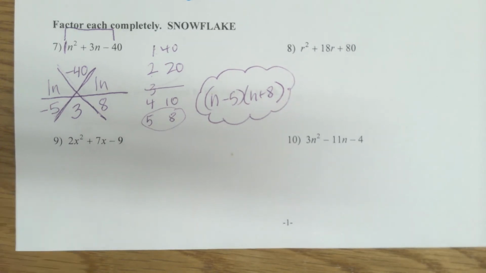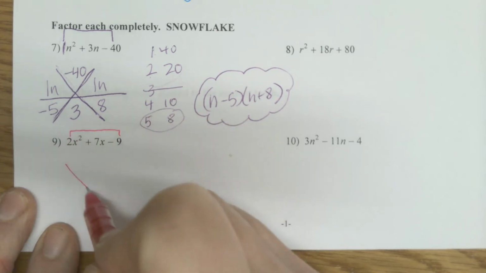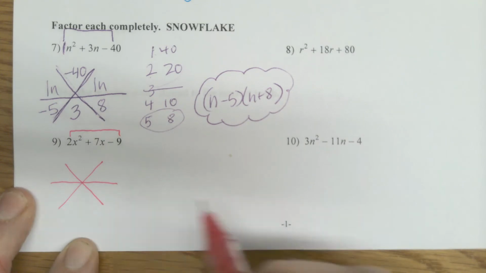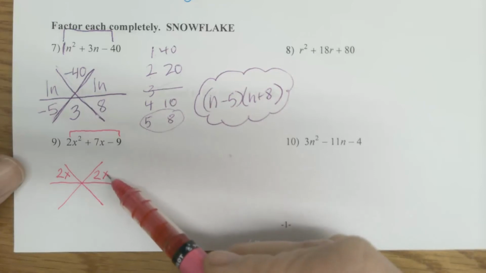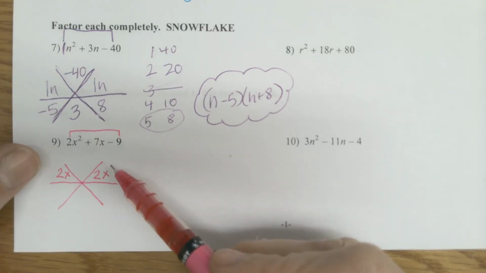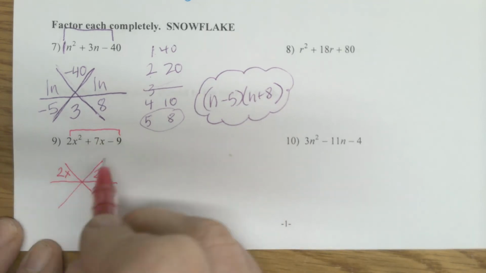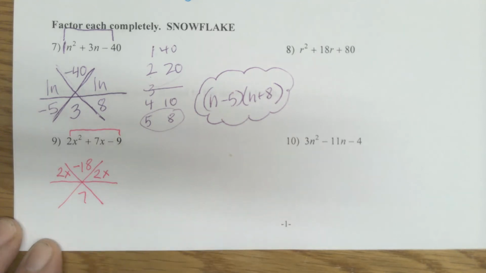But when I have a number in front, as in problem number 9, that changes things a little bit, because this is going to be 2x and 2x. And if I have a number other than 1 here, that means that one or both of these are going to be simplified. And so it's two numbers that multiply to be negative 18, add to be positive 7.